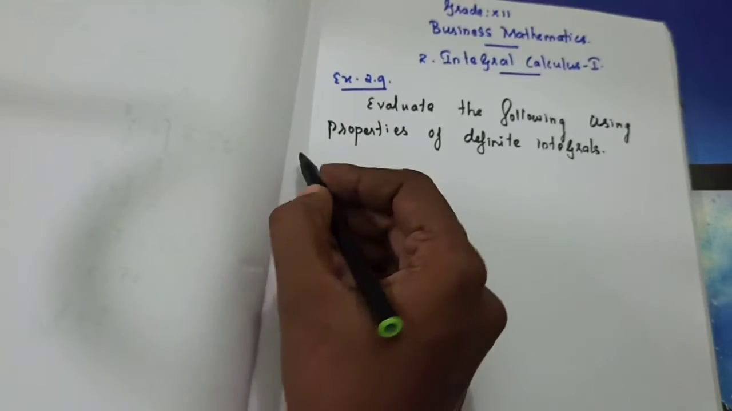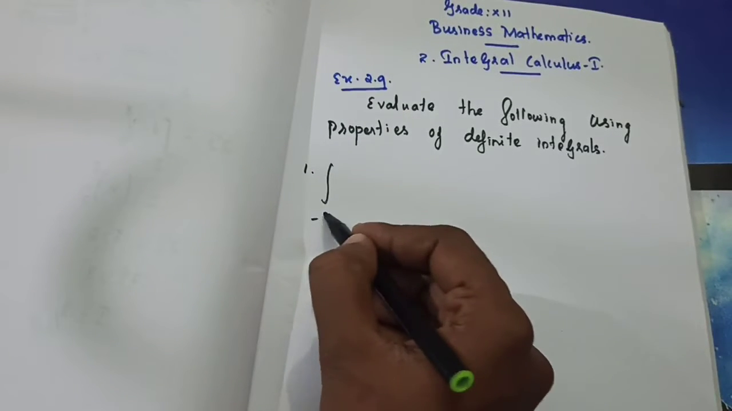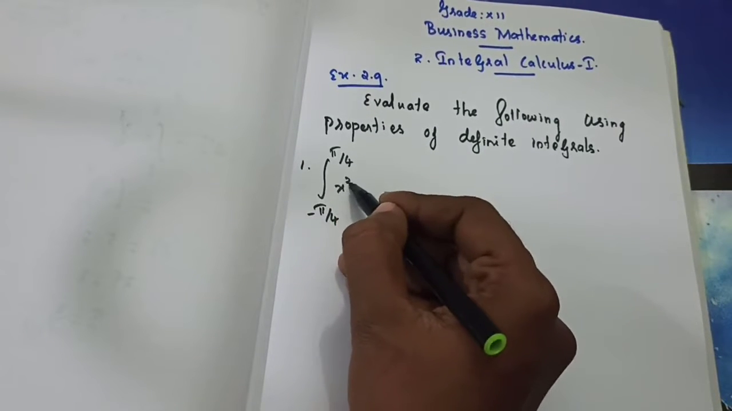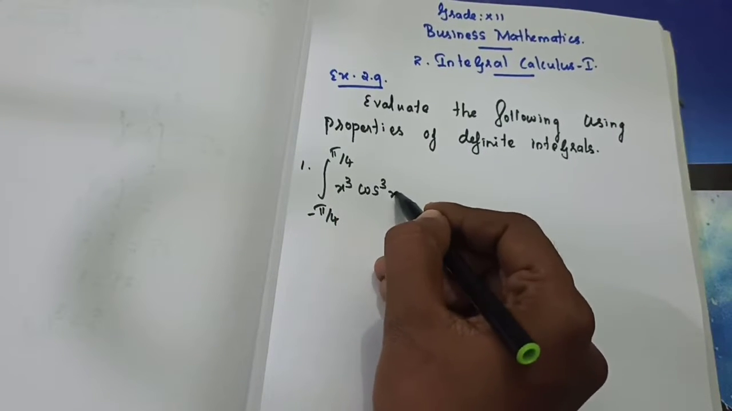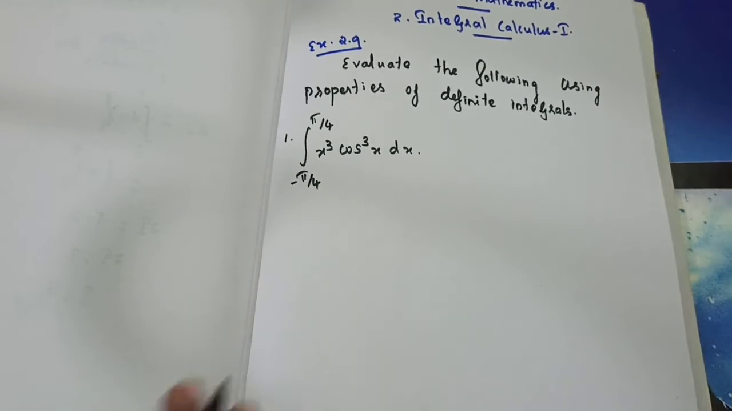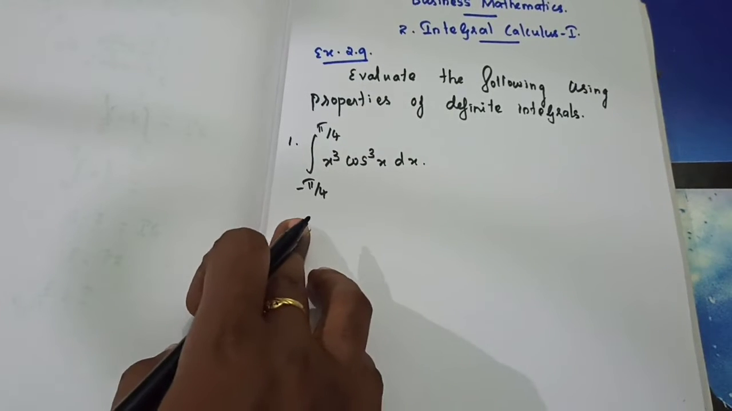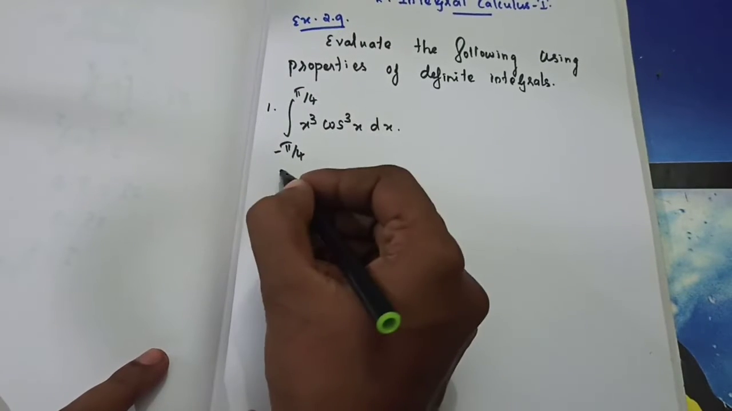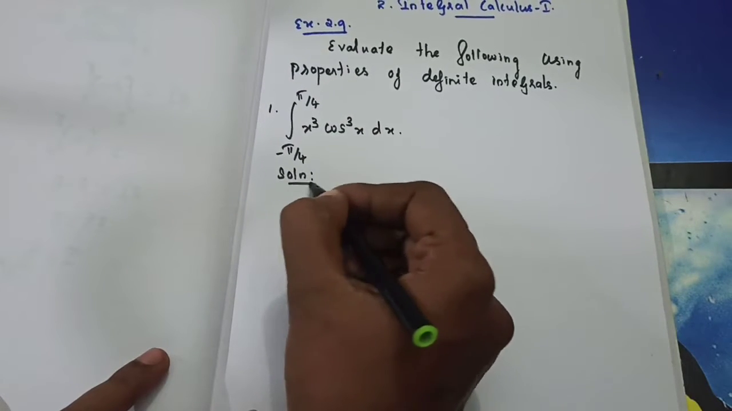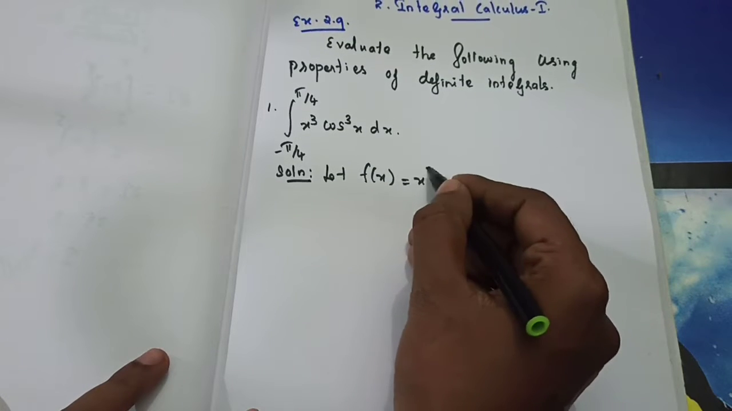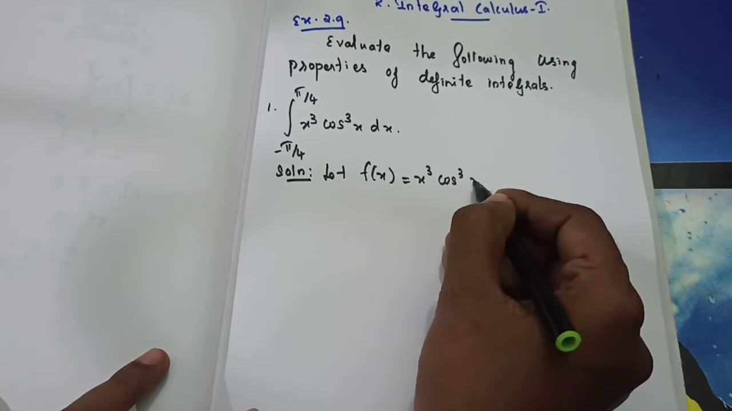First problem. Integral of minus pi by 4 to pi by 4, x cube cos cube x dx. First you need to check whether it is of the form minus a to a. Yes. So we will find out whether it is an even function or an odd function. Solution. Let f of x is equal to x cube cos cube x.